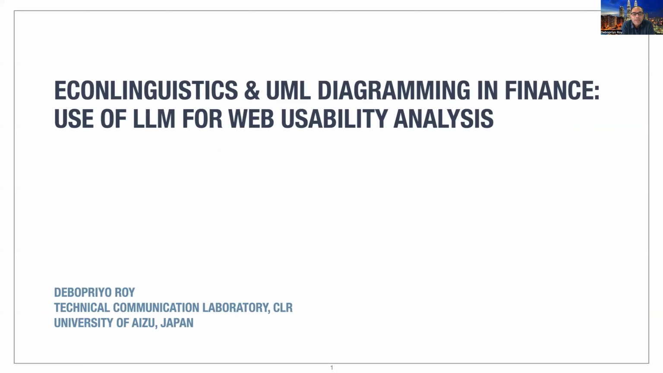Okay, so the topic is econ linguistics and UML diagramming in finance, use of LLM for web usability analysis. So as you can see from the name, of course, it's technical information processing, but it has a very strong usability angle to it, a very strong web usability study that's incorporated as part of understanding econ linguistics successfully and using UML diagramming to better understand the application and to make the web usability part a better application. So let's get started here.